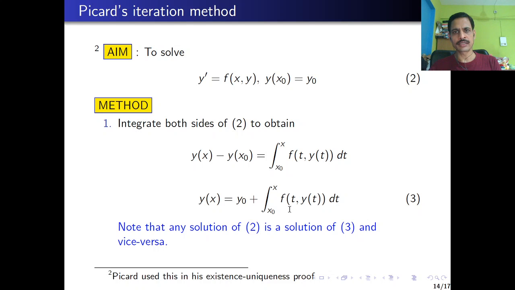Note that they are equivalent forms, so any solution of 2 is a solution of 3 also. So we can simply solve the equation 3. Now this equation 3 we are going to solve in an iterative way.